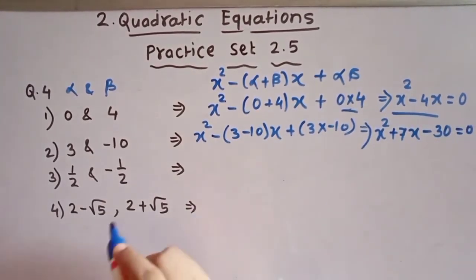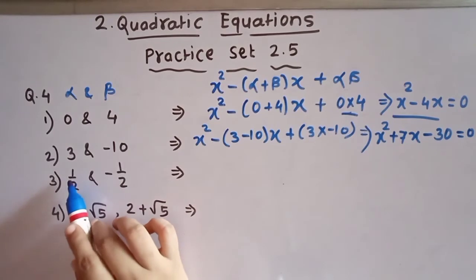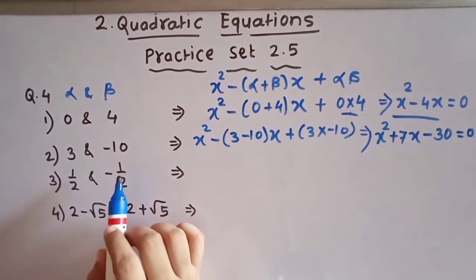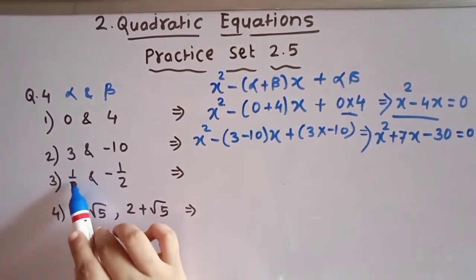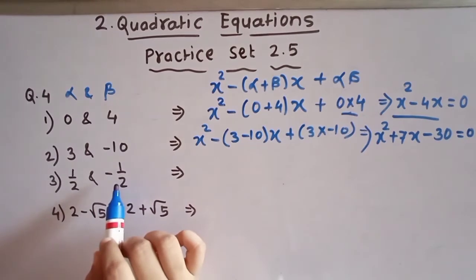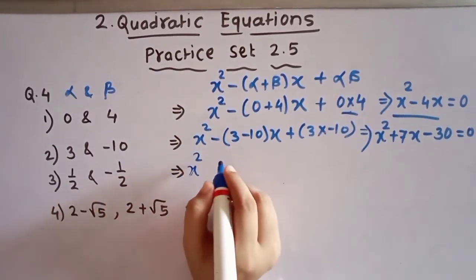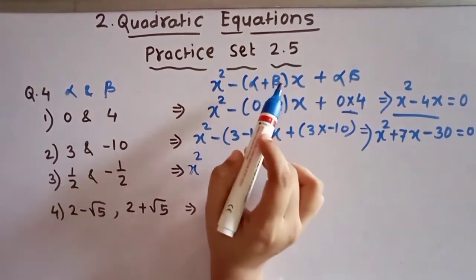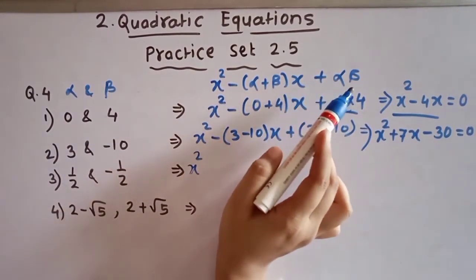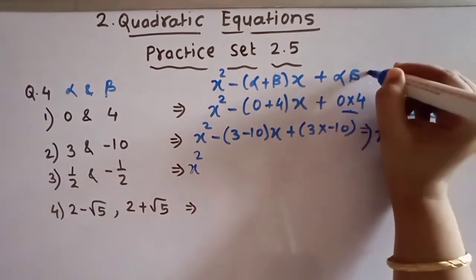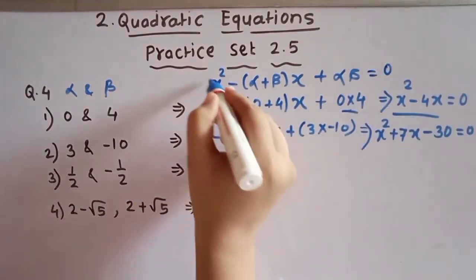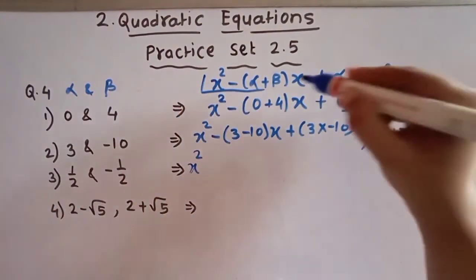Okay, now third, 1 by 2 and minus 1 by 2. So let alpha is equal to 1 by 2, beta is equal to minus 1 by 2. So write, therefore the required quadratic equation is x square minus (alpha plus beta) times x plus alpha beta is equal to 0. So this is the general form. Don't get confused.